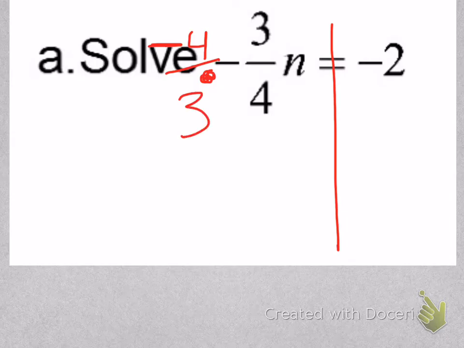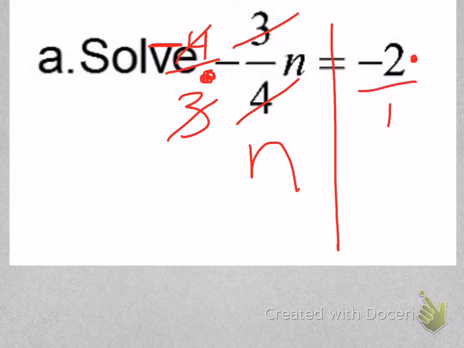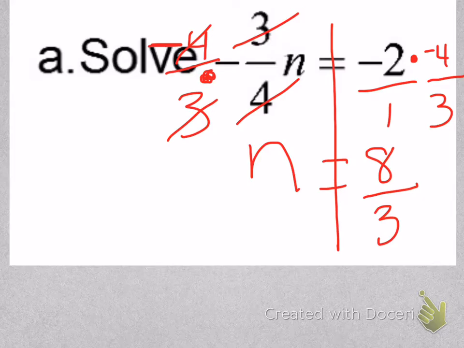So look what happens. A negative times a negative is a positive, so I'm left with positive n. My 3's cancel out, and my 4's cancel out. What you do to one side, you have to do to the other. So negative 2 I could put over 1 times negative 4/3. Negative 2 times negative 4 is positive 8/3. So we can leave it 8/3, or we could change it to a mixed number. 3 goes into 8 2 times with 2 left over. So you can say it's 8/3 or 2 and 2/3.